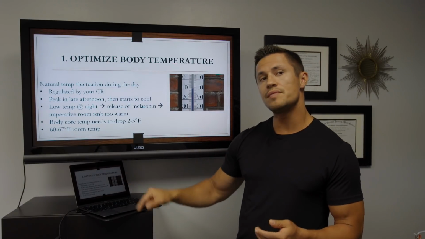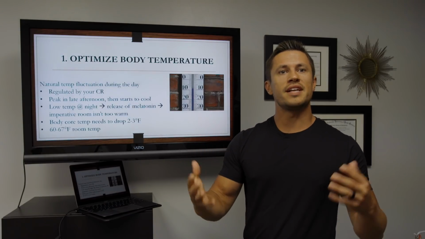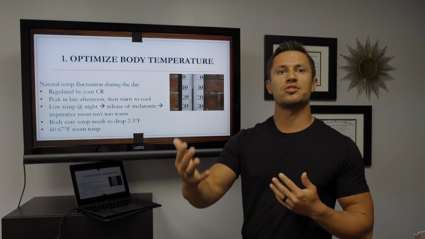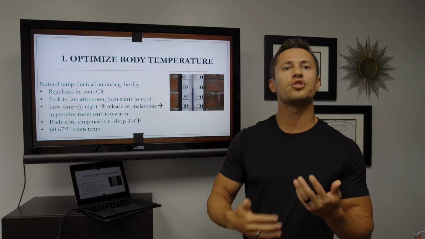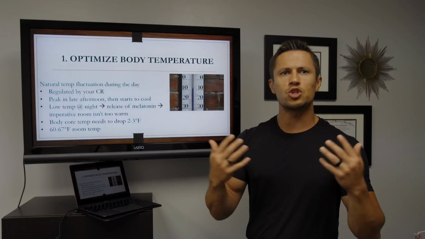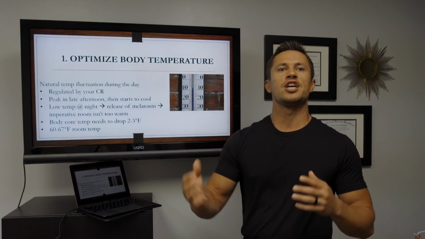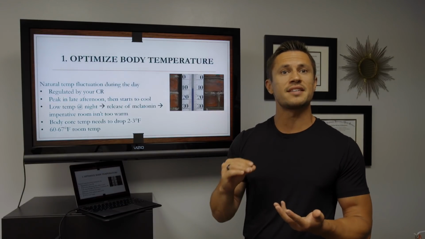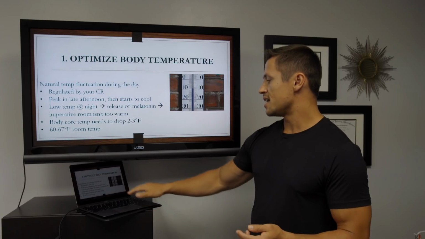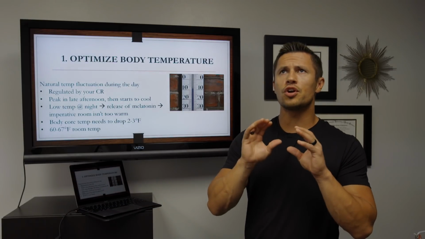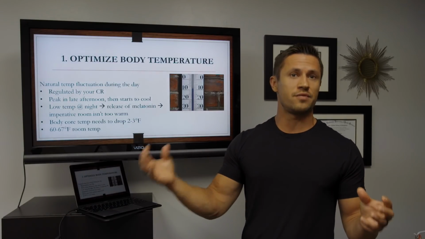And so what we need to do is make sure that we give our body an environment where it's low temperature to actually allow our body to decrease its core temperature 2 to 3 degrees. And so if your room is too warm, it's going to prevent you from getting that deep sleep because your core temperature is not going to be able to decrease, which is a signal to get that deep sleep. And what's interesting is that your room temperature actually needs to be about 60 to 67 degrees Fahrenheit.